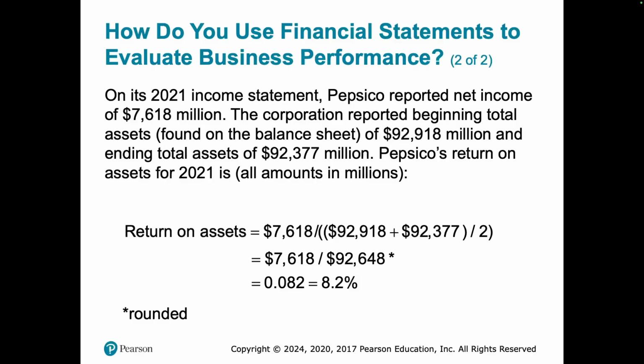What is that saying? It's saying that for every dollar that we have in assets, we are generating 8.2 cents in profit, right? So for all our assets, we're almost making 10 cents in profit for every dollar that we have in assets.